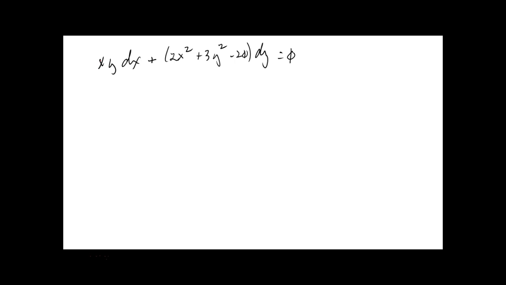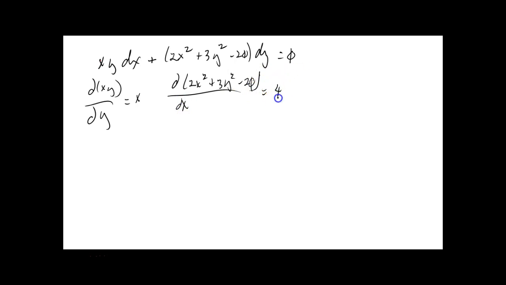So it's set up to have potential for an exact differential. Well, let's see if it is. What's the test? The partial of xy with respect to y is just going to be x. And the partial of 2x squared plus 3y squared minus 20 with respect to x is 4x. They're not equal, so this isn't an exact differential.